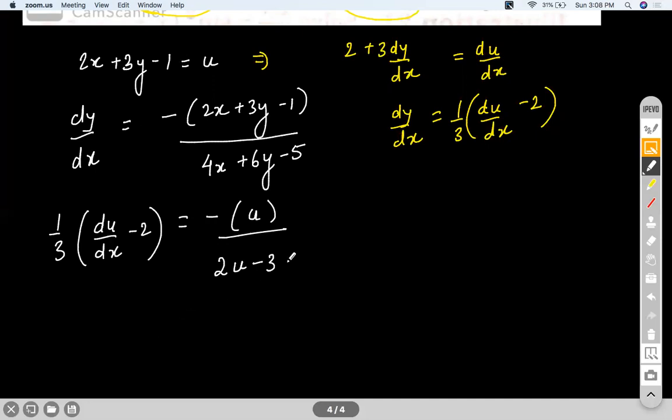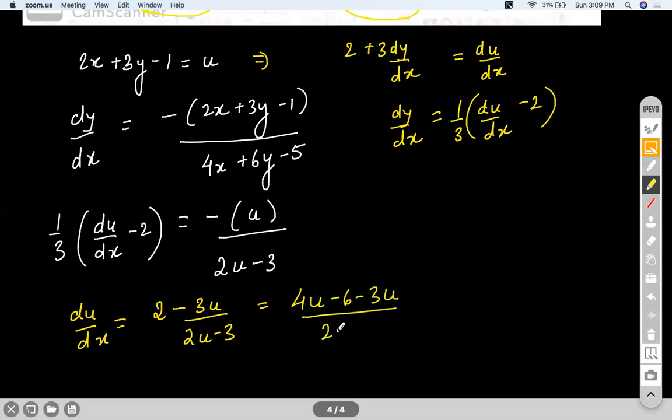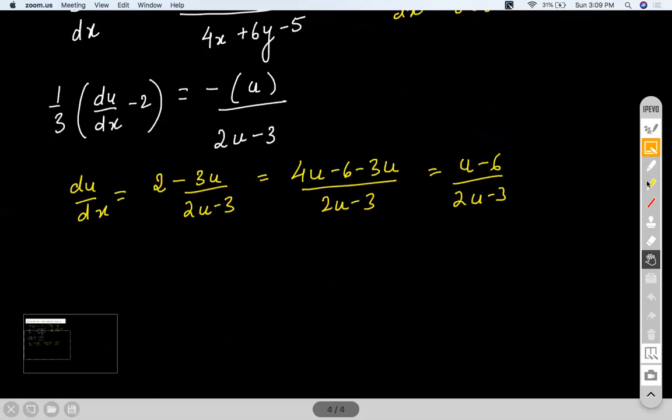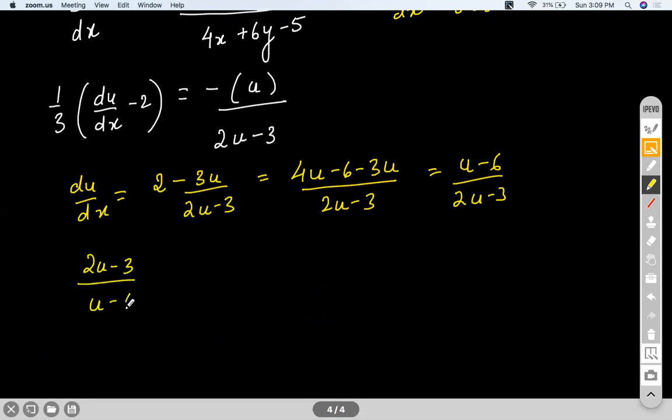Correct? Now we'll try to separate the variables in this case. So first let me take the 3 on the other side and add a 2. So du by dx is equal to minus 3u by 2u minus 3. Okay, send this 2 on the other side, which will become a 2. So this will become 4u minus 6 minus 3u divided by 2u minus 3, which is nothing but u minus 6 by 2u minus 3. Okay, separating the variables out, it will become 2u minus 3 by u minus 6 du is equal to dx.